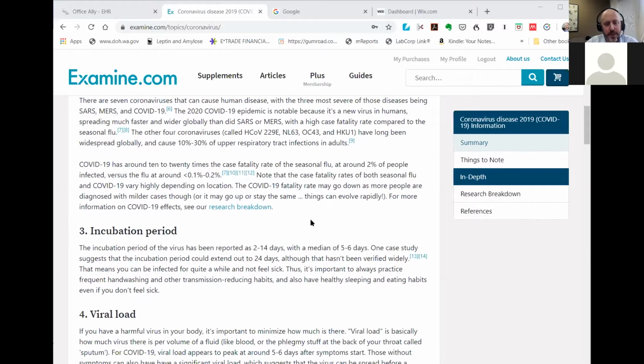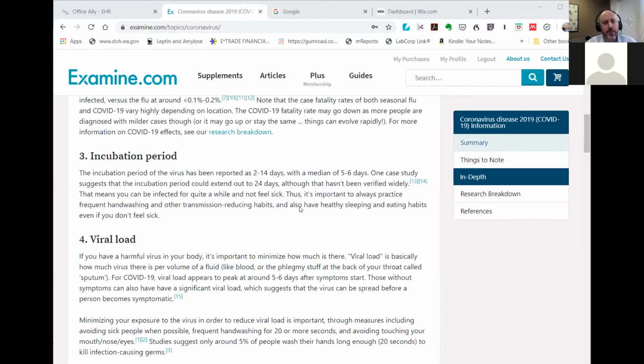COVID-19 has a higher fatality rate than the seasonal flu, but more people have died from the flu than COVID-19 at this point. It has a higher fatality rate, meaning that if you get it, the fatality rate is 2% versus the flu at 0.1 to 0.2%. So those are some things to know about.